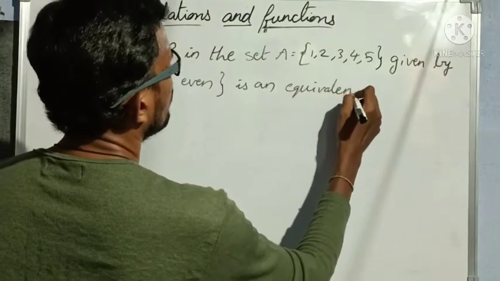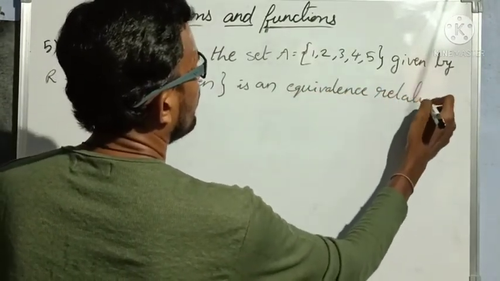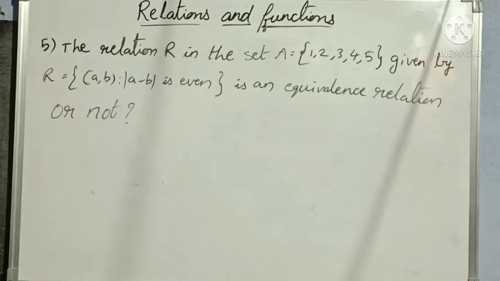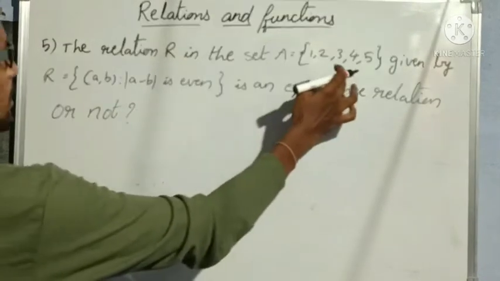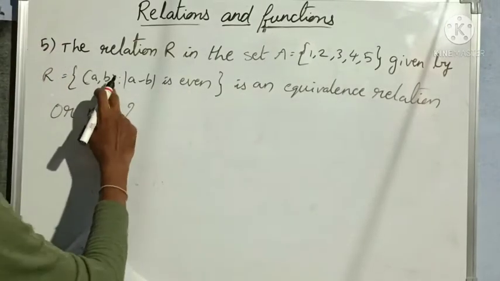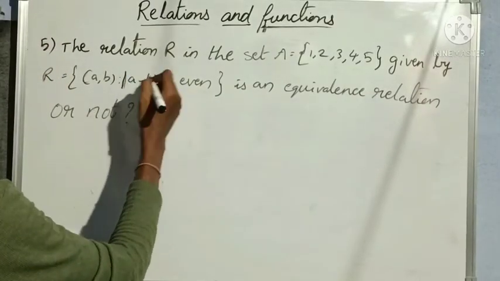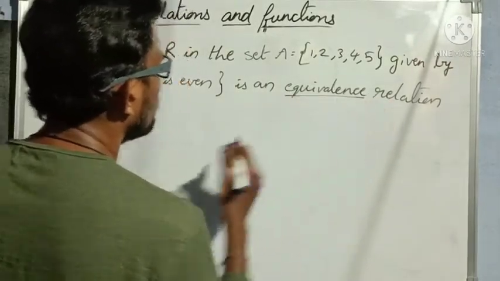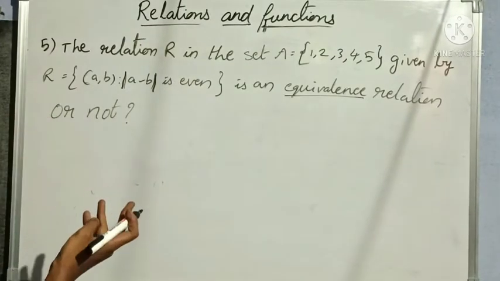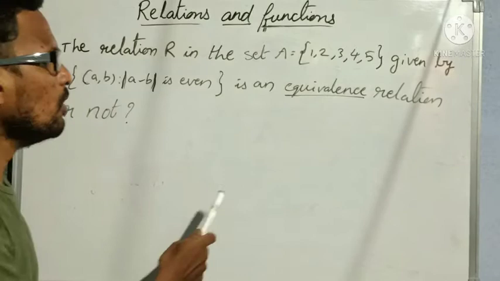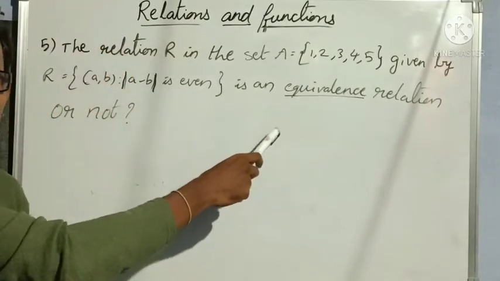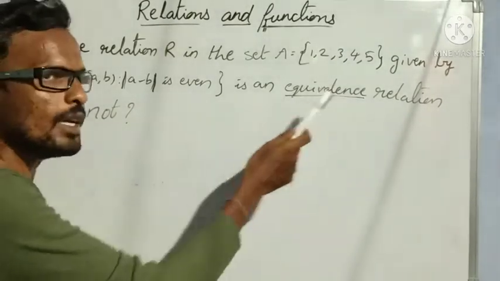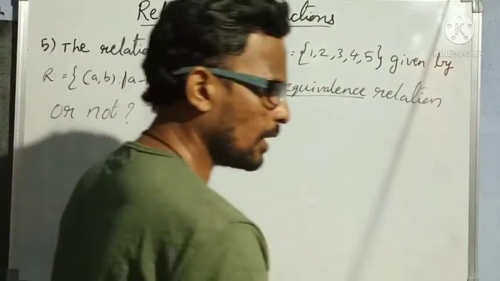Equivalence relation or not. Is the relation R in the set A equal to {1, 2, 3, 4, 5}, given by R equal to {(a, b) such that modulus of a minus b is even}, an equivalence relation or not? Equivalence relation means how many conditions should we check here? Three conditions: reflexive, symmetric and transitive. It should satisfy reflexive, symmetric and transitive; only then can we call that relation an equivalence relation. Okay, so let us see how to find out.